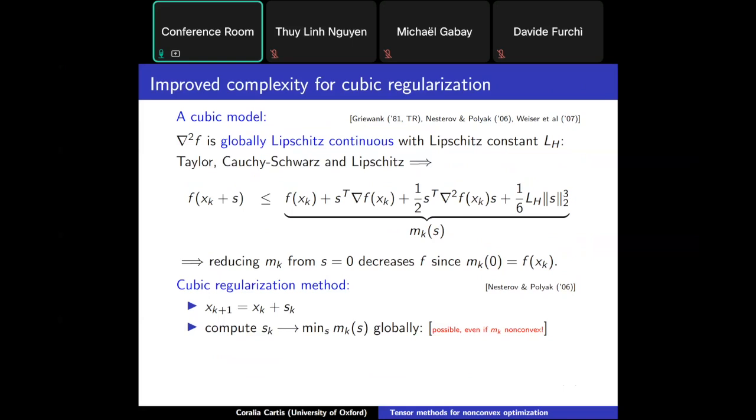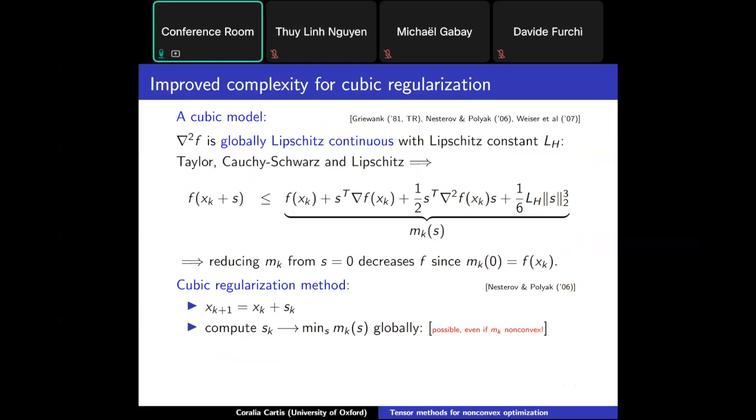This model in the first part has just the second order Taylor model that I said is my local model for Newton type methods. And then I do this regularization: you add this regularization term, which is in a 2 norm and has power 3 here. And this is the Lipschitz constant of my Hessian. You can prove that for any s, this model sits above the function. So when I minimize this model with respect to s, I make my function f go down locally. This is very nice, right?